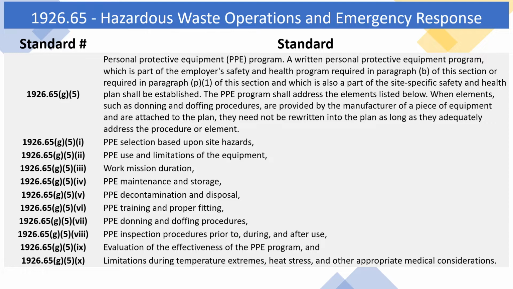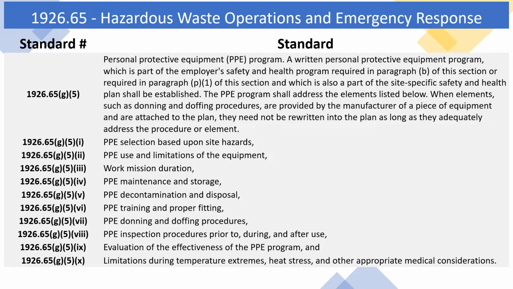1926.65 G5 1. PPE selection based upon site hazards. G5 2. PPE use and limitations of the equipment. G5 3. Work mission duration. G5 4. PPE maintenance and storage. G5 5. PPE decontamination and disposal. G5 6. PPE training and proper fitting.